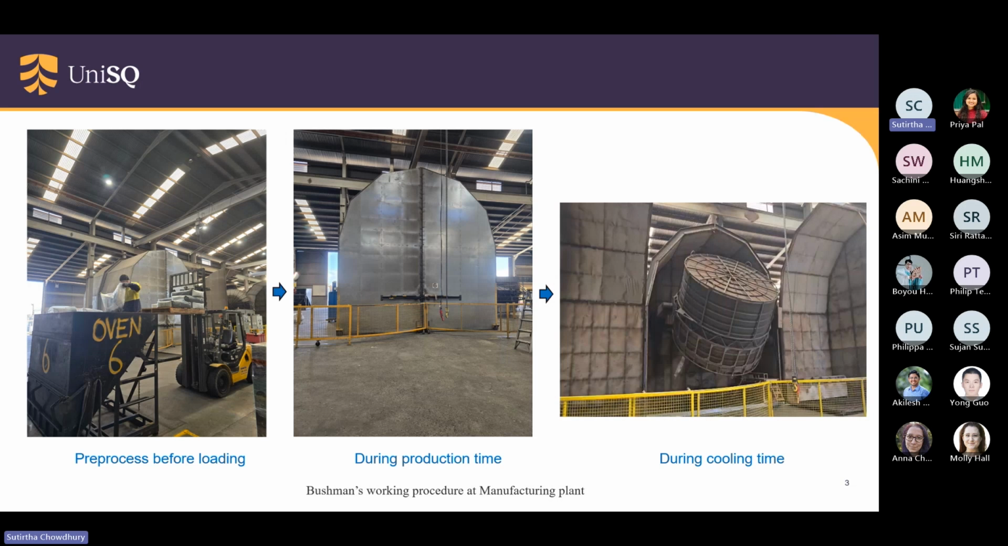So here you can see three pictures. In the first picture, you can see one person pouring the polyethylene powder into a storage, and afterward he will put it into the oven. The oven will shut the doors when they start the process.